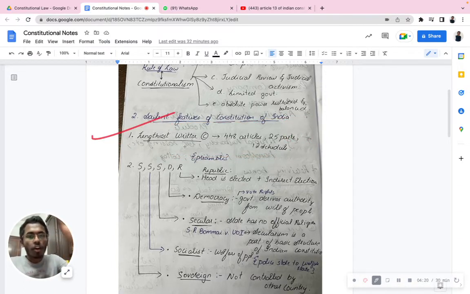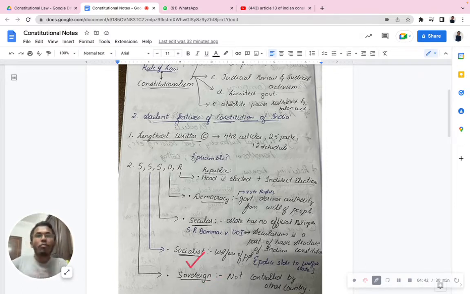Now in our constitution, we have very important features. The first one is about sovereign, socialist, secular, democratic, and republic. Okay, so I'll start with sovereign. Sovereign states that it is not controlled by other countries. So is our India controlled by any other country? Before, when the British used to control it, we could not have said that it was a sovereign state, but now it is a sovereign state, not controlled by other countries.